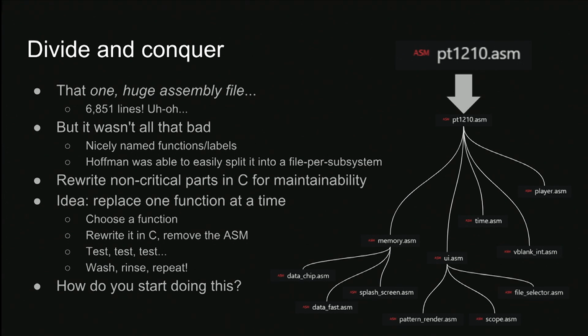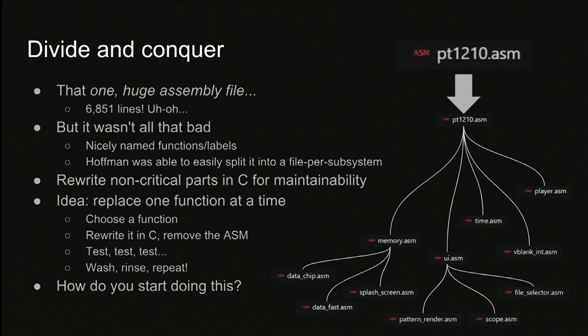So to start off with, we took this huge assembly file that was all of PT-1210 and split it down. And thankfully, it looked like a horrendous task, but you'd actually written the functions quite nicely. So it was prefixed with FS for file selector functions and things like that. Just made it a lot easier. So we split it down, and that way we could just replace one component of PT-1210 at a time with C code. So we would literally just choose a function, rewrite it in C, swap the assembler out, and then compile and test and just make sure nothing broke, which happened quite often, but such is life.